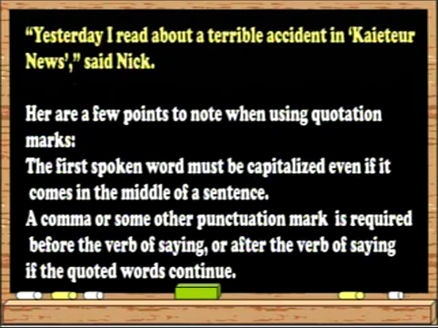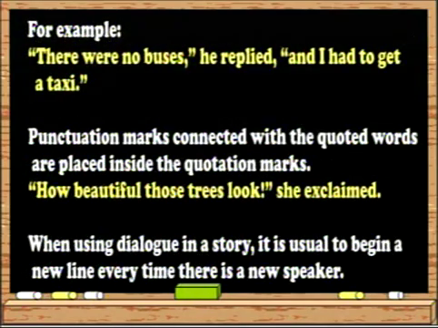Here are a few points to note when using quotation marks. The first spoken word must be capitalized even if it comes in the middle of a sentence. A comma or some other punctuation mark is required before the verb of saying, or after the verb of saying if the quoted words continue. For example, "There were no buses," he replied, "and I had to get a taxi." Punctuation marks connected with the quoted words are placed inside quotation marks. "How beautiful those trees look," she exclaimed.